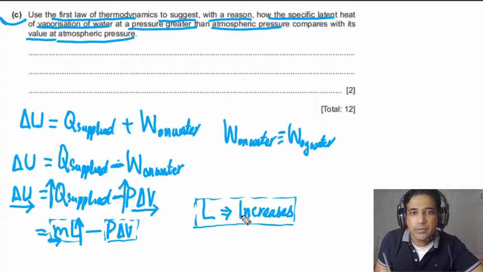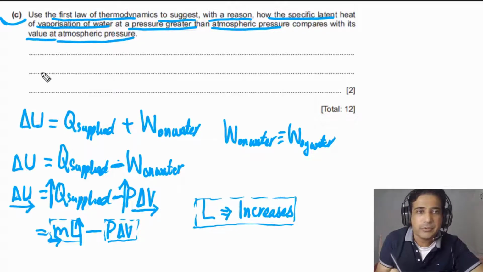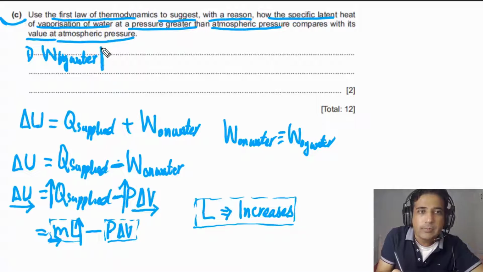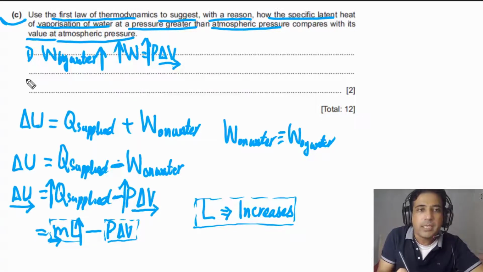L increases. Now we need to explain why L increases. So simply you can write one point: work done by water increases. Why does work done by water increase? Because work done is equal to P times delta V, so for the same change in volume, if P increases, work done increases. And the second point we can write down: for the same change in delta U, delta U is equal to Q supplied.